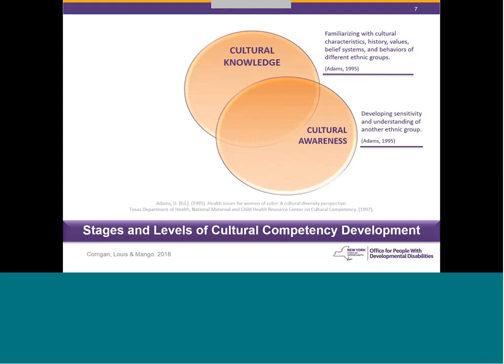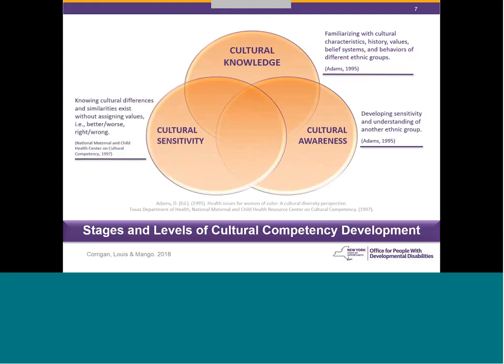Once a care manager gains cultural knowledge, she or he is to be more culturally aware. At this stage, the care manager has developed sensitivity and understanding of another ethnic group. The third and last stage is cultural sensitivity, where a care manager acknowledges the cultural differences and similarities that exist without assigning values such as better or worse, or right or wrong. By the third stage, a care manager is aware of her or his own cultural biases and ensures they do not impede or negatively impact care coordination. Once all stages are completed, the care manager further achieves cultural competency. But keep in mind that competency is really an ongoing learning process.